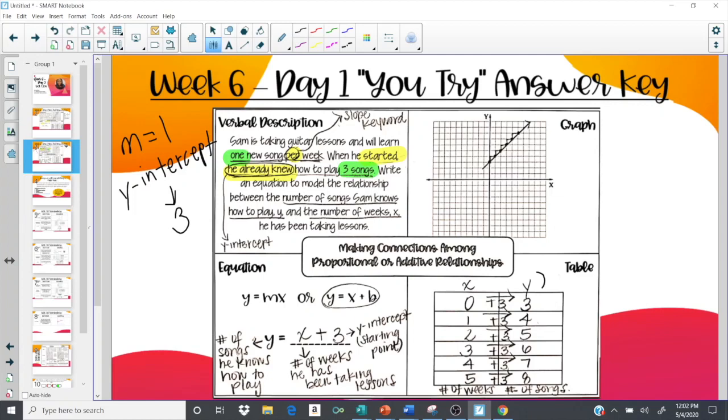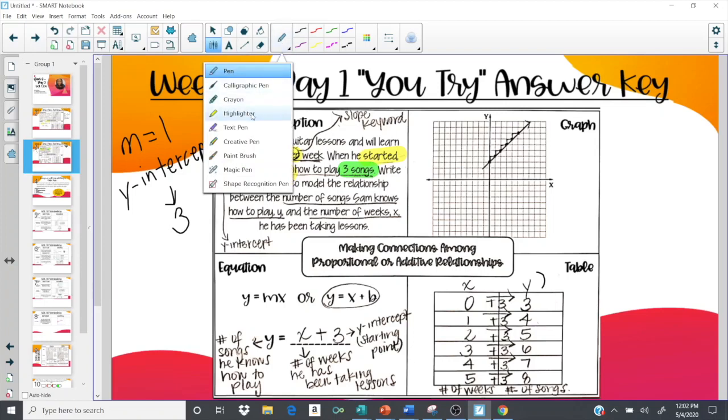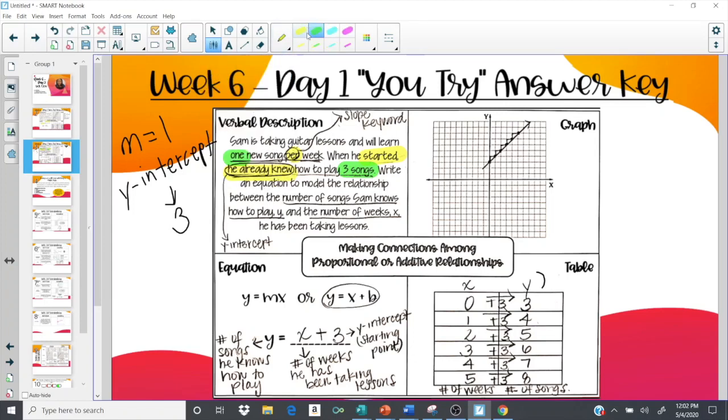From there, we can write an equation. We know this is an additive relationship, and we also know that the slope is 1. Therefore, we're going to use the equation y is equal to x plus b. Okay? Where b represents your y-intercept. So in this equation, all you do is substitute b for 3, which represents the y-intercept or our starting point. Okay? And when you see x by itself, then you know that the slope is 1. We just don't write the 1, but it's beside the x.